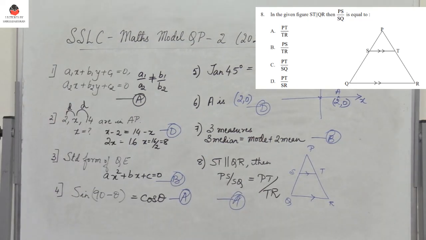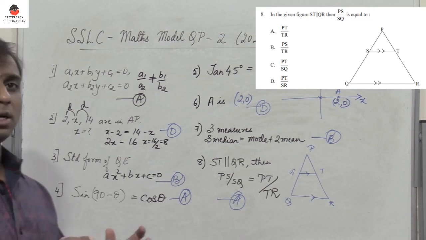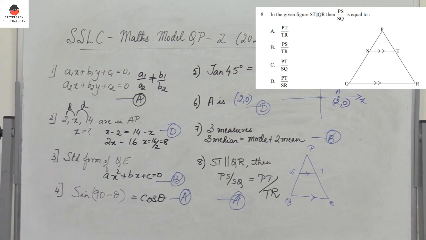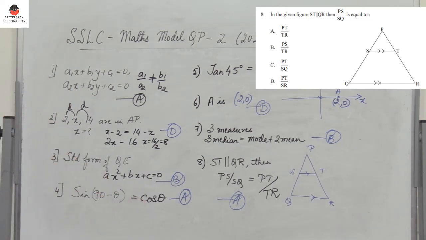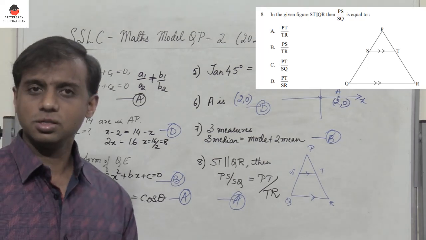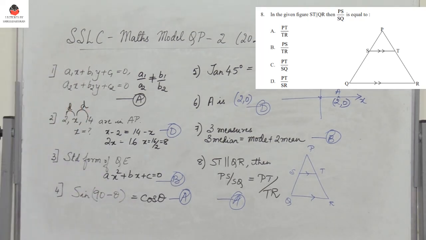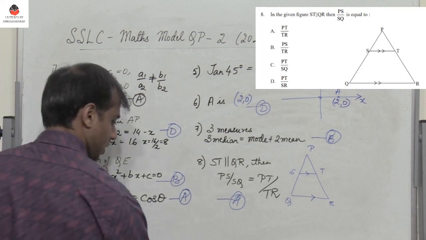So we find that the first 8 questions of the second model question paper are very easy. You can just finish this in hardly 5 to 10 minutes. So let's move on to the second section, where we need to answer 8 questions in a sentence.